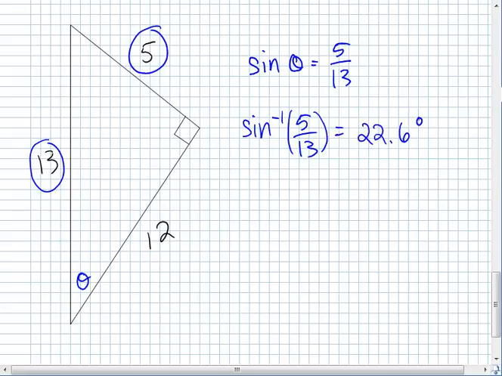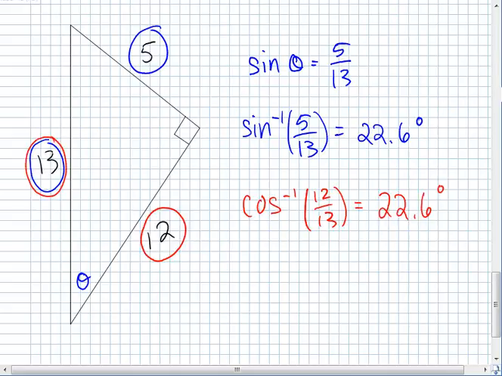Okay, and like I said, you can use any one of the three ratios. Just to prove it to you, let's use the cosine ratio. If you do that, you'll see that you get exactly the same answer as you did with the sine ratio. So it doesn't matter which one you use, you just pick whatever is appropriate. Sometimes you have to use one, sometimes you can pick. You should get the same answer no matter how you do it.